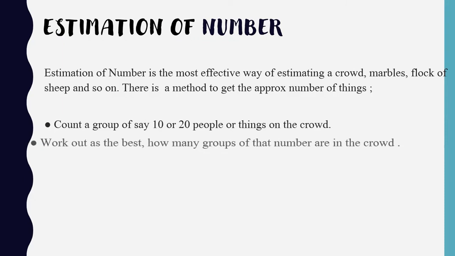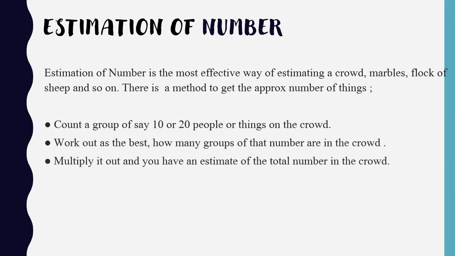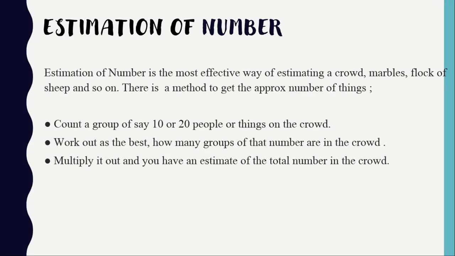Estimation of number. Estimation of number is the most effective way of estimating a crowd, marbles, flock of sheep and so on. There is a method to get the approximate number of things. Count a group of say 10 or 20 people or things in the crowd. Work out as best you can how many groups of that number are in the crowd. Multiply it out and you have an estimate of the total number in the crowd.